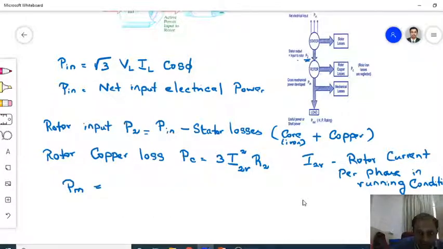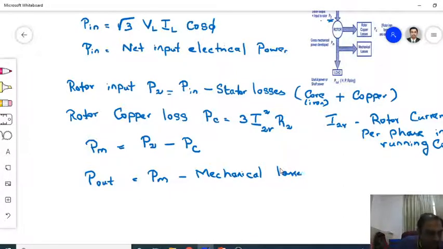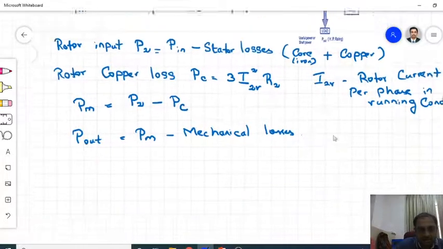Next, the gross mechanical power developed, PM. PM equals rotor input P2 minus PC. PM equals P2 minus PC, and P out equals the gross mechanical power developed PM minus mechanical losses.